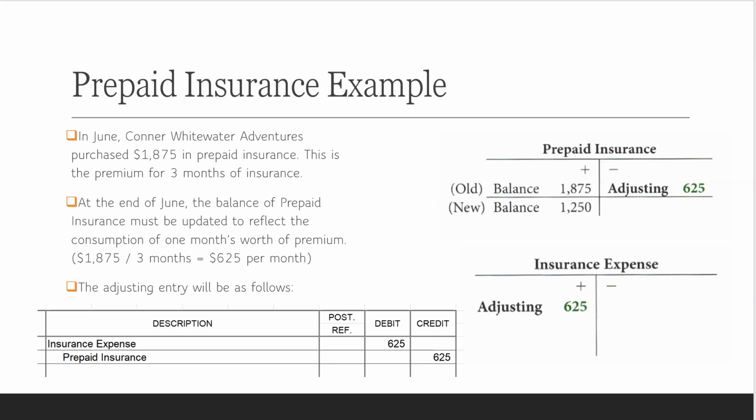Okay, so what we do is we take that $1,875 and we divide it by 3. When we divide it out, we see that we're actually paying $625 per month. So for this month, to adjust the prepaid insurance to show that the asset is not worth $1,875, we credit $625. And that brings our balance down, and then we debit our insurance expense. Okay, so again, we're just updating the values of these assets to show that they're no longer worth as much. And we expense them out. And remember, expense is the cost of doing business.